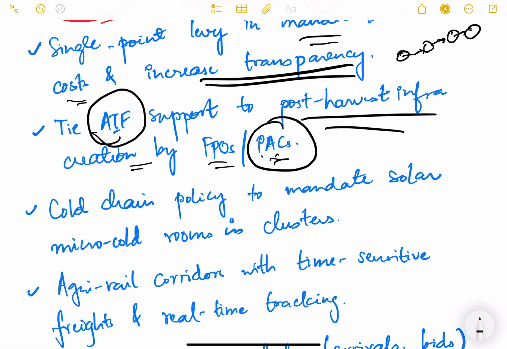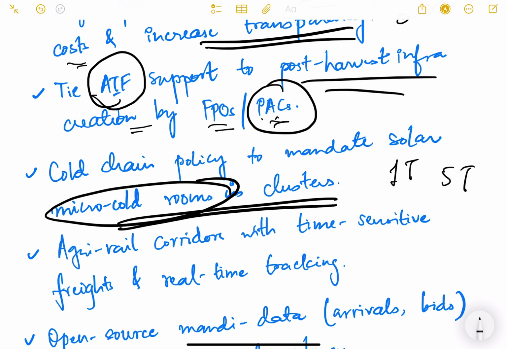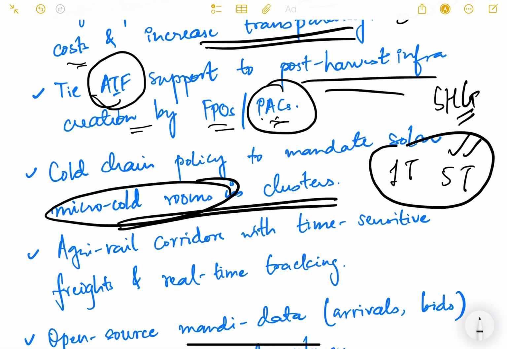Cold chain policy to mandate solar micro cold rooms. So micro cold rooms are small cold storage, maybe of 1 ton capacity or 5 ton capacity. So these can be at village level. At a small village, they can be managed by the SHGs, women SHGs, or the local communities also. They can charge something and they can be solar powered, okay, so they don't need electricity also. So again, a very good and innovative model of doing things.